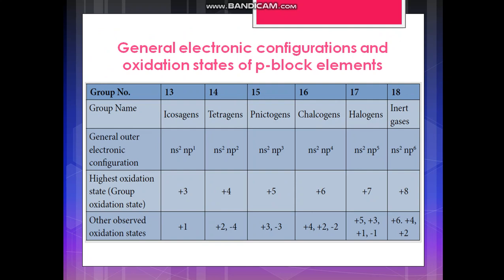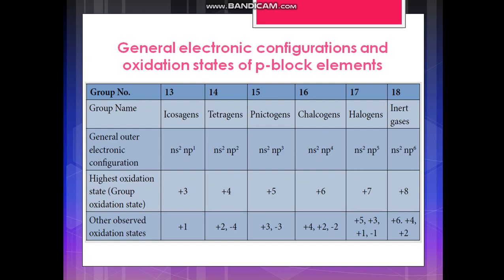The general electronic configurations and oxidation states of P block elements. Group number 13 are called icosagens, and the general electronic configuration is ns2 np1, and the highest oxidation state in this group is +3. Other observed oxidation state is +1. Group number 14 are called tetragens, otherwise called carbon group elements, and the general electronic configuration is ns2 np2. The highest oxidation state is +4, and other oxidation states observed in this group are +2 and -4.